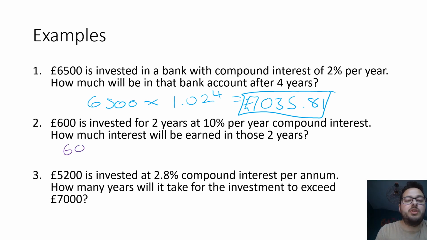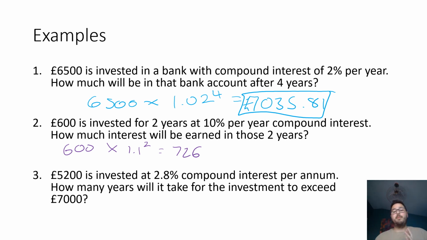So 600, the multiplier, so it's 10%, so that's 0.1. So the multiplier is going to be 1.1, and it's for 2 years, so to the power 2. So 600 times 1.1 to the power of 2 is 726.